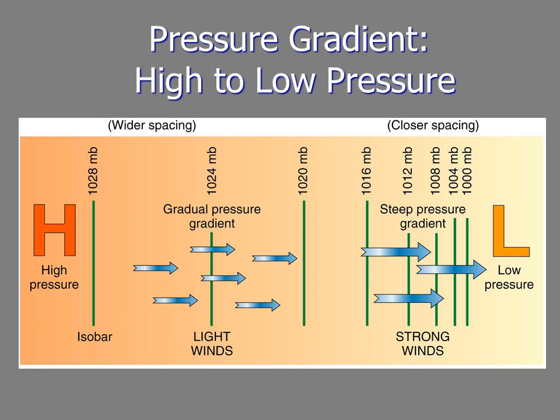Now if we look at those isobars, if those isobars are spread out, that means we have a really shallow pressure gradient. There isn't that big a difference in pressure over this area, so the winds are going to be really light. But over here, where the isobars are close together, there's a big change in pressure that really drives the wind. The winds are really strong in these areas where the isobars are packed in tight.